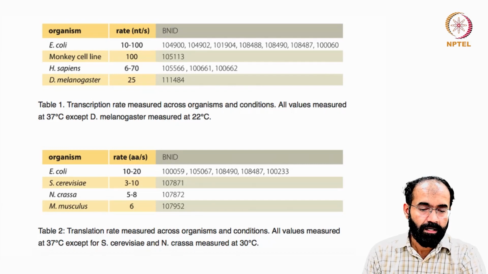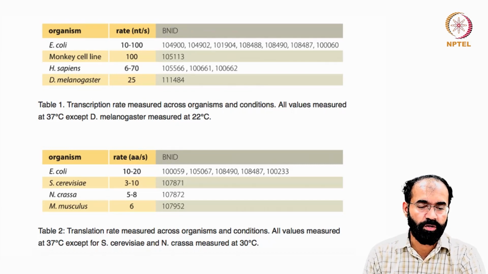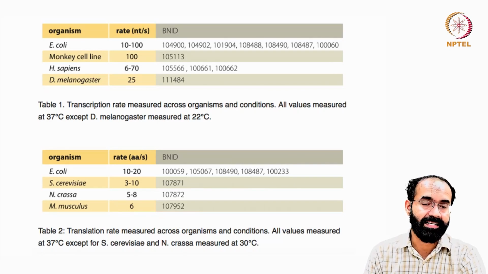On the other hand, if you look at the rate of amino acid or protein production, in E. coli it's around 10 to 20 amino acids per second, and in yeast it is around 3 to 10 amino acids per second, because E. coli lives at 37 degrees, yeast lives around 30 degrees. So this also could be one of the reasons. In Neurospora, another fungus, it's around 5 to 8 amino acids per second.